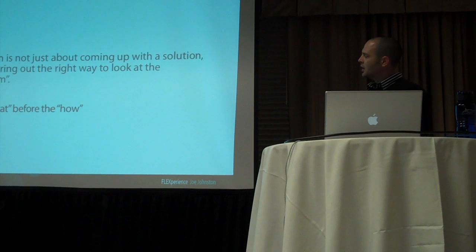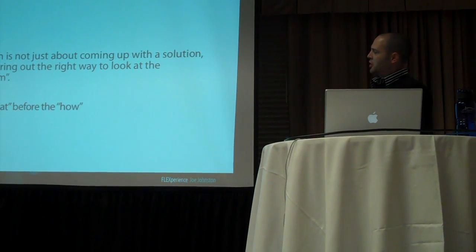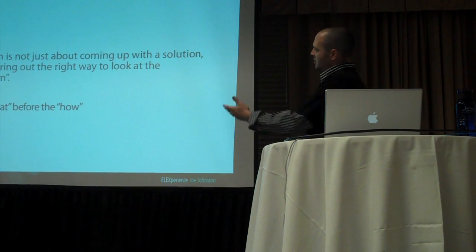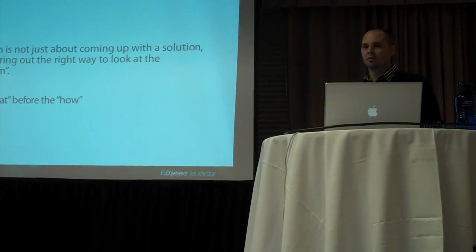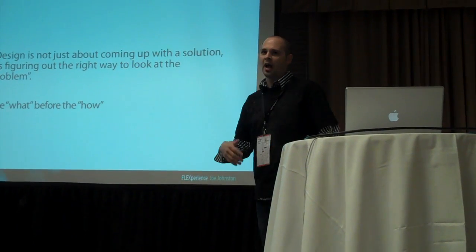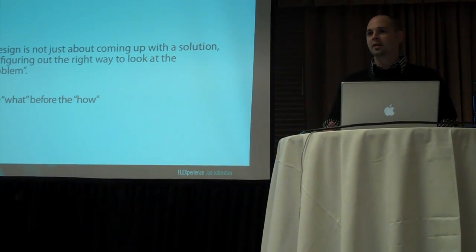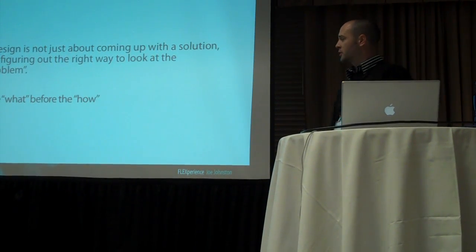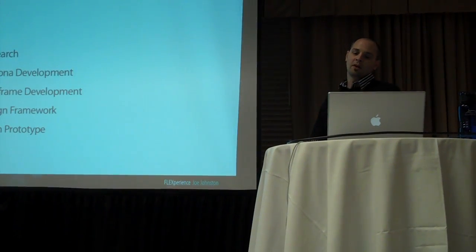So another little bit, some quotes and stuff, a little bit about what UX is, and this kind of sums it up. Design is just about coming up with a solution. It's figuring out the right way to look at the problem. So we do a lot of figuring out what the what is before we figure out the how. We first figure out what we're going to accomplish, and then we figure out how we're going to accomplish it. That's a big thing we try to stick with in figuring out the user experience.